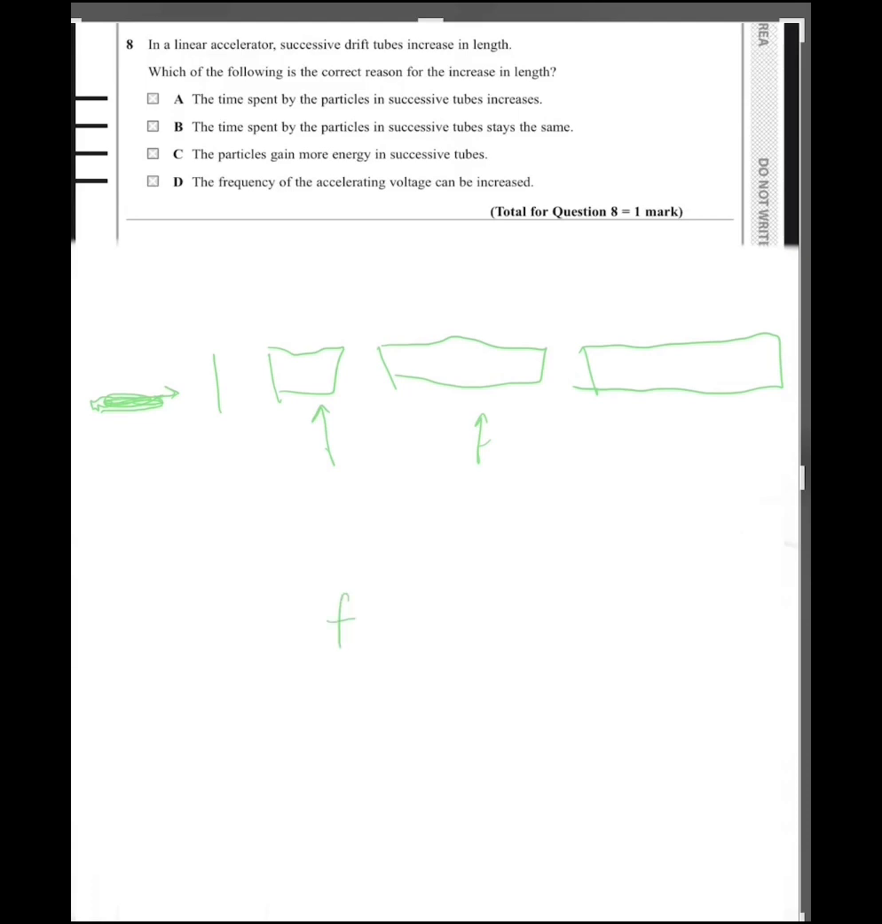Since the frequency is the same, the time period will also stay the same. Since f equals 1 by T, if f is constant, T is constant. And another reason for the increase in the length is that we have speed equals distance by time.